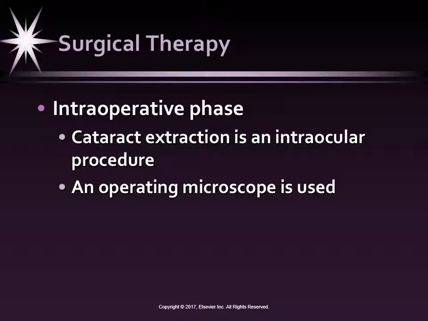Larger incisions require closure with sutures, whereas smaller incisions are self-sealing and may require no closing suture. At the end of the procedure, additional medications such as antibiotics and corticosteroids may be administered. Depending on the type of anesthesia, the patient's eye may be covered with a patch or protective shield. If used, the patch or protective shield usually is worn overnight and is removed during the first post-operative visit.